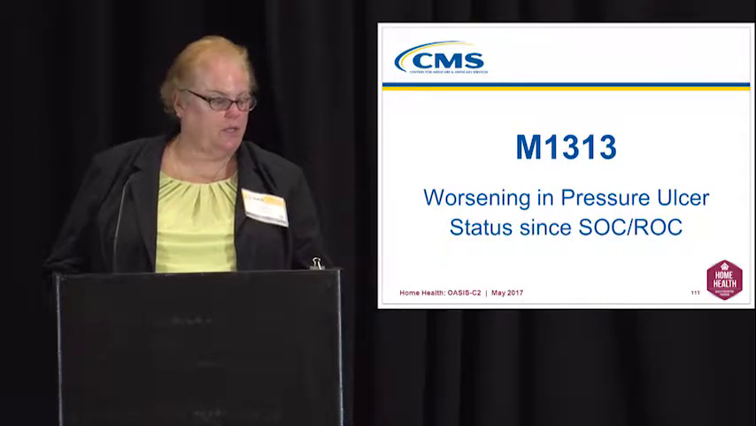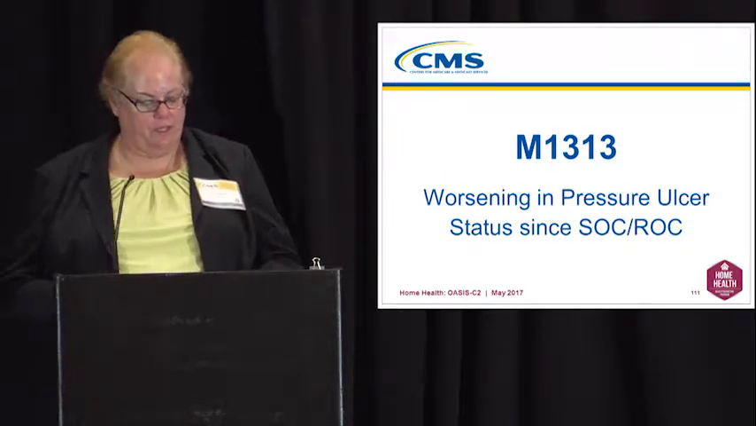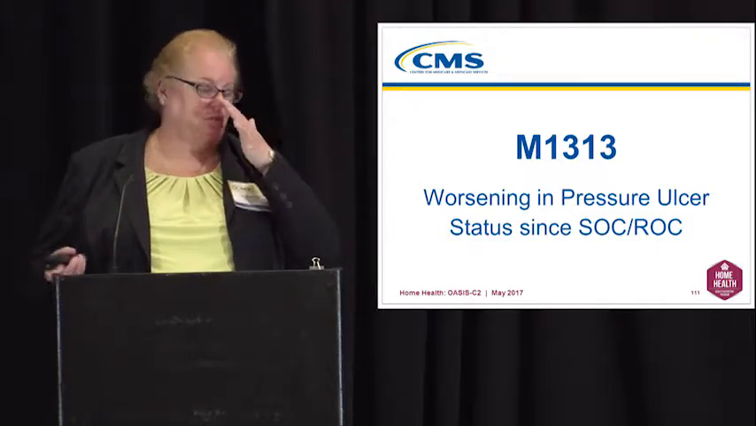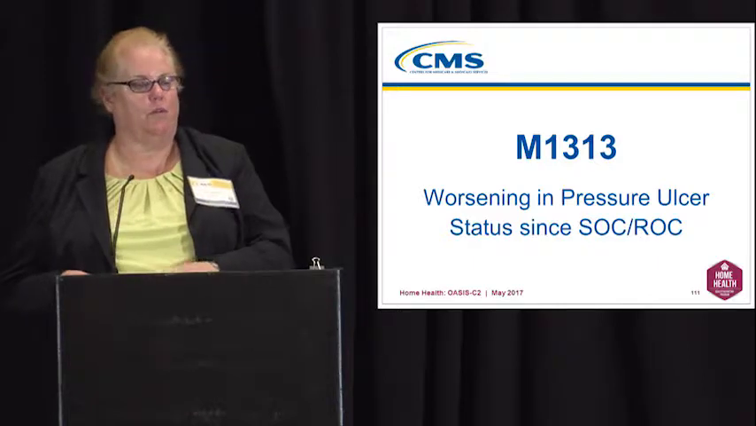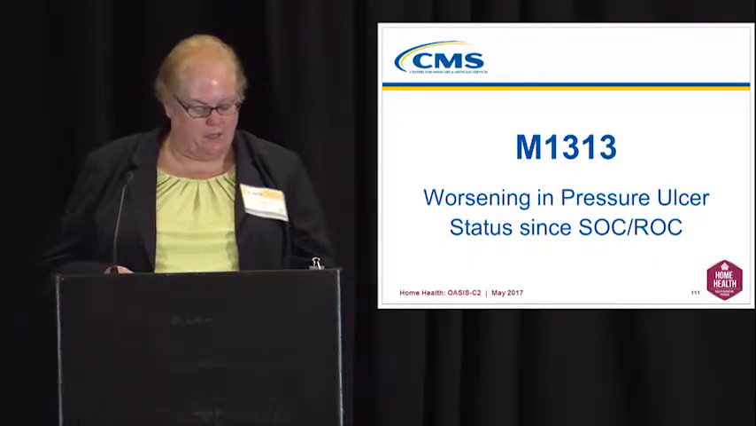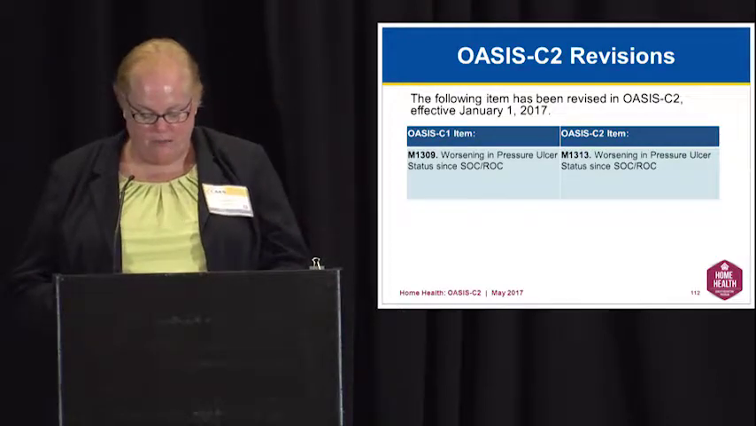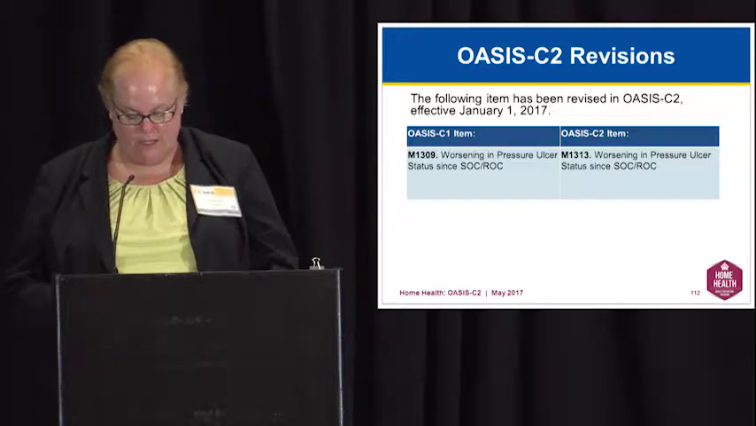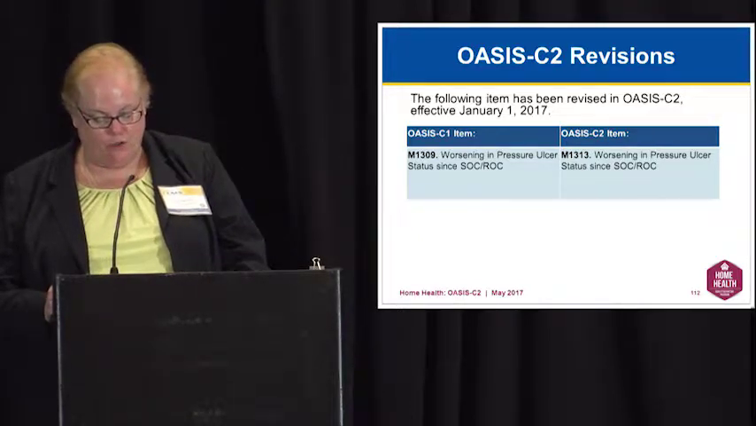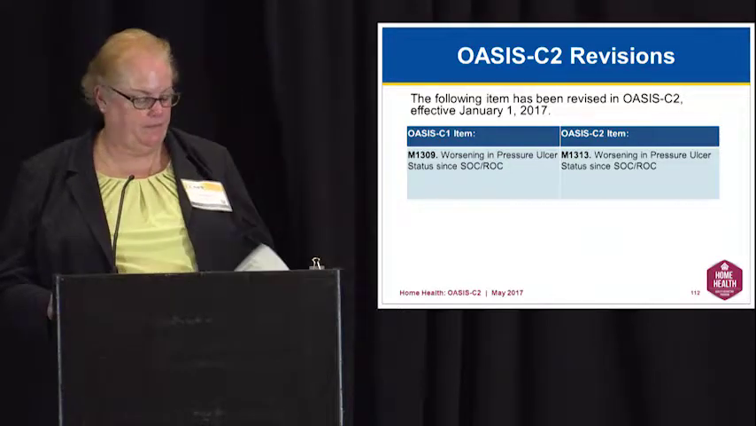Okay. So now let's spend a little bit of time looking at M1313. And you'll see where there's crossover with these, because we've kind of done the A1s all the way through, and then the A2s. So in C1, M1309 was worsening in pressure ulcer status since the SOC/ROC, and that's the same in C2, but the item number has changed, from 1309 to 1313.